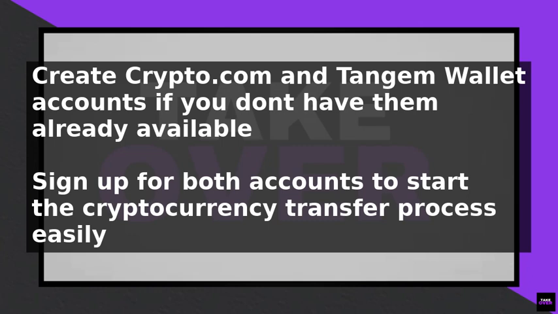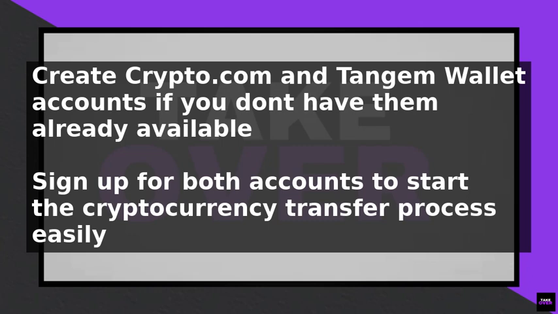Once you have both accounts, start by logging into your Crypto.com account and navigating to the Accounts page. Here, you can view all the cryptocurrencies you hold on the platform. Choose the cryptocurrency you want to transfer and click on the Withdraw button next to it.